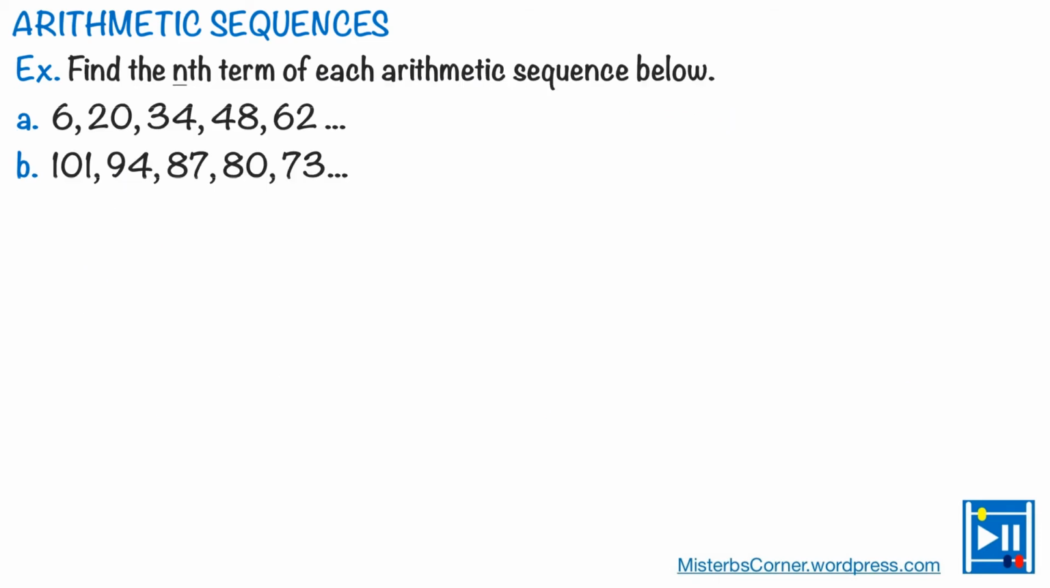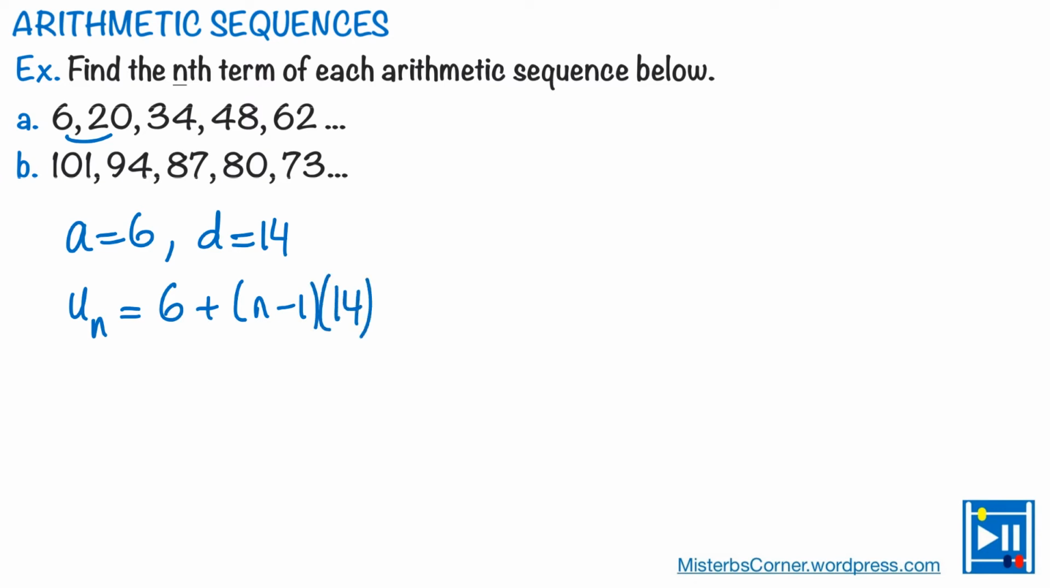Another example. Find the nth term of each arithmetic sequence below. Now, when it comes to finding an expression for the nth term, there are two ways. The first way is that you will find the first term and the common difference. So here the difference is 20 minus 6, which is 14. And then substitute them into the nth term formula, like it's going to be 6 plus n minus 1 times 14, right? And if you simplify after expansion, that's 14n minus 14, and you will have 14n minus 8. So this is the nth term.